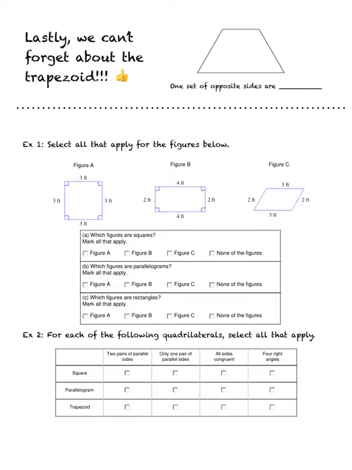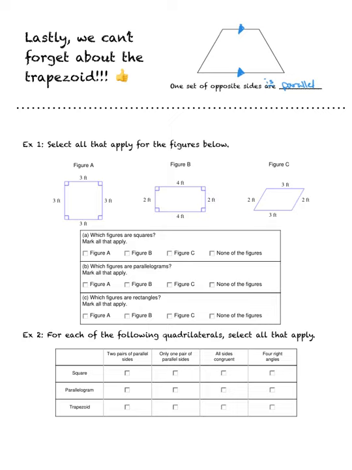Now, trapezoids are slightly different. They are still quadrilaterals, but they have something a little special. One set of opposite sides is parallel. Can you guess which one? Top and bottom or left and right? Top. In this case, top and bottom. You can see those are parallel.